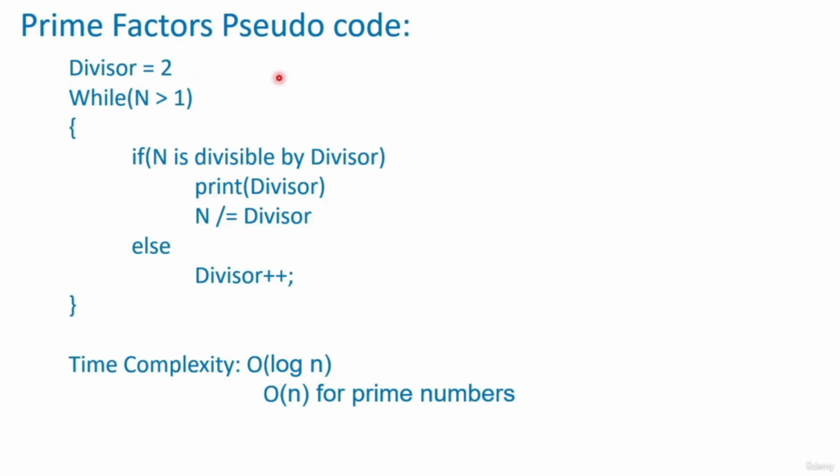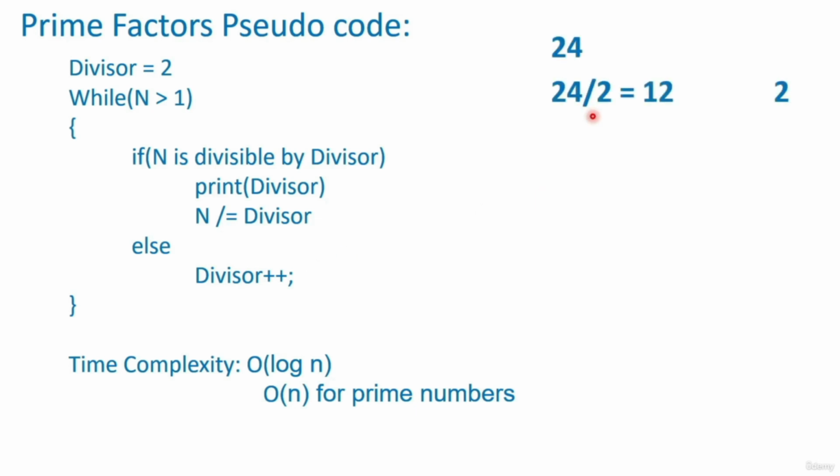So here what we are actually doing is initializing the divisor value with the smallest prime number, which is 2. And if our n is not divisible by 2, then we are incrementing the divisor. Okay, the time complexity of this code is big O of log n for all the numbers except prime numbers, for which the time complexity is big O of n. This is because the while loop will run nearly n times for the prime numbers. So let's understand this with an example.